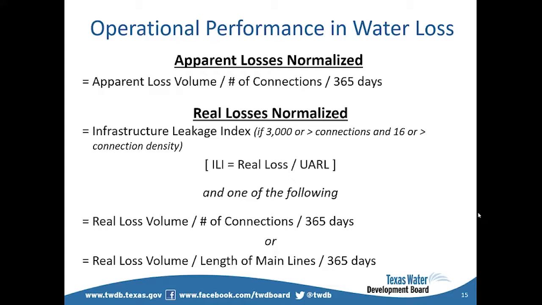And then for any system that has less than 32 connections per mile, they would look at the real loss per mile per day: calculated real loss volume divided by length of main lines divided by 365 days. So these will be auto-calculated and put into the right spot on the online worksheet when you're filling it out, so there's nothing you need to input yourself. But it is a great tool to use to track your water loss from year to year.